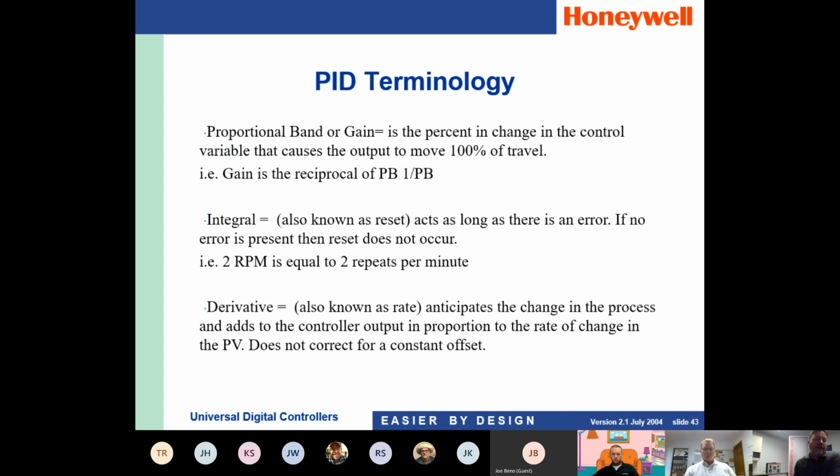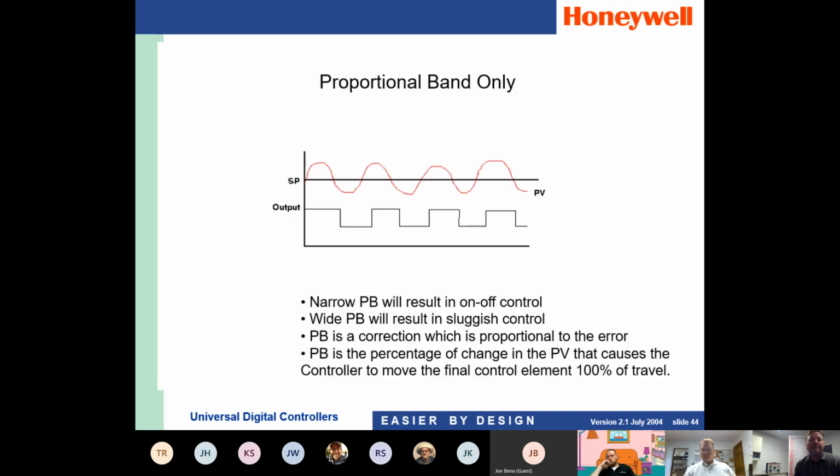If you add too much rate into your process, you'll get a process that will swing pretty violently up and below the set point, and sometimes not even come back to set point, because, as I said before, you're not correcting for any constant offset. It's just anticipating that there's a change coming. So in most cases you're going to use proportional band or integral, and like I said, very little to no rate at all. A couple quick graphs here.